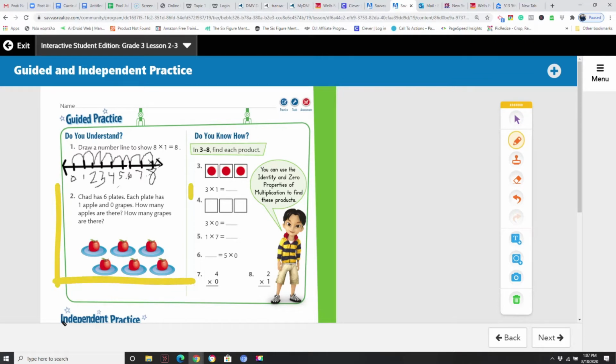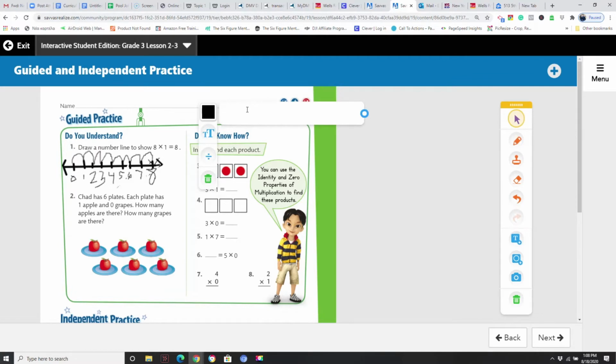Number 2, Chad has 6 plates. Each plate has 1 apple and 0 grapes. How many apples are there? How many grapes are there? So my groups, I have 6 groups of 1. This represents my apples. 6 plates with 1 apple in each plate, and that equals 6 apples.